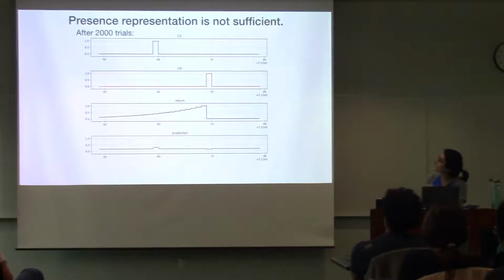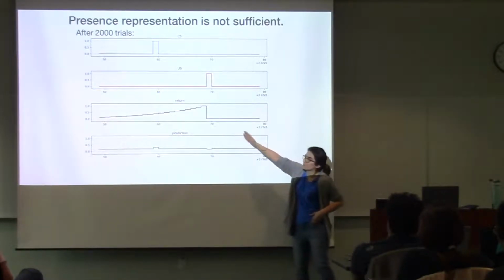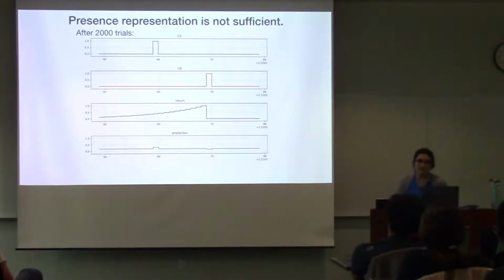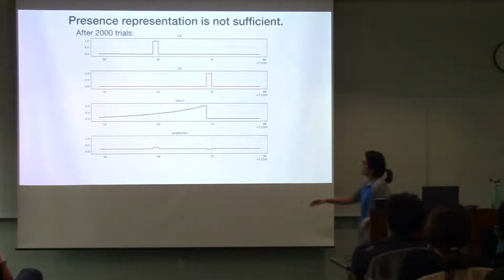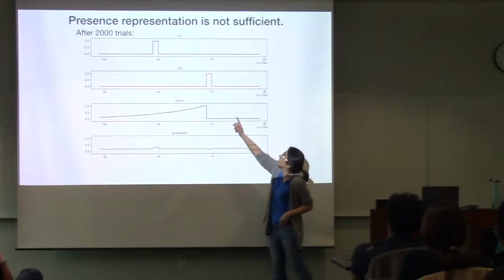So here is the result for the presence representation after 2,000 trials. I'm showing the CS, US, return and the prediction. We'd like the prediction to look like the return, and it's not really satisfying. There's only one thing happening here at the time of the CS and one thing happening here at the time of the US.